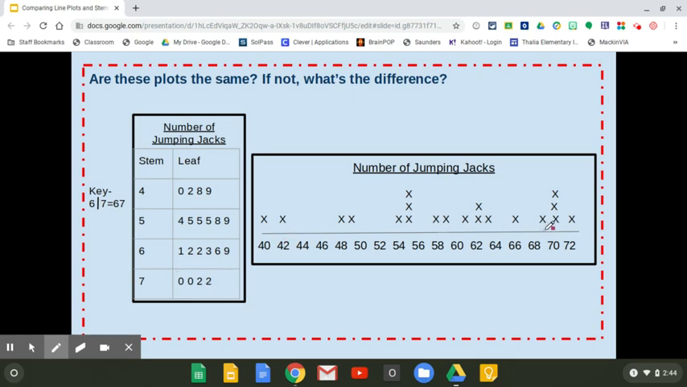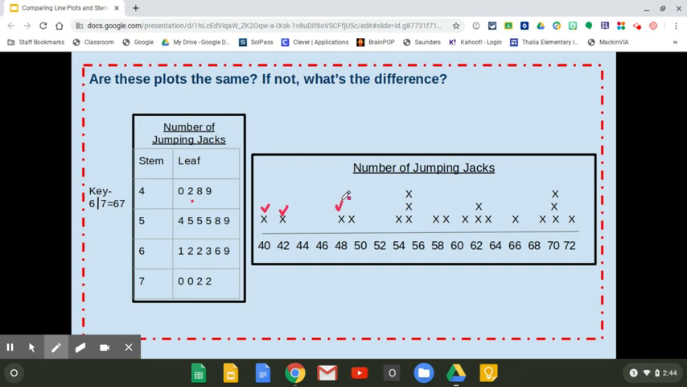I'm going to look over at this one, and I'm going to start comparing. So I'll start with my stem and leaf. This first number is a 4 and a 0, which is 40. There's only one of those, and there's only one of the 40s represented over here. My next number should be 42. There's only one of them. There is also only one of those represented on the line plot. My next number in the stem and leaf is 48 jumping jacks. And it is represented here.